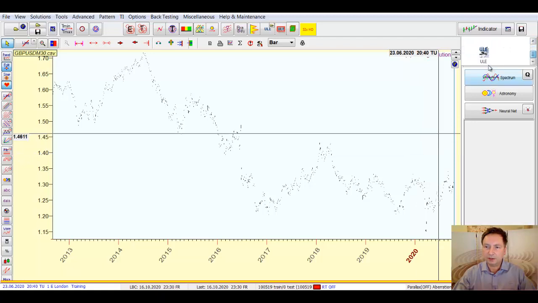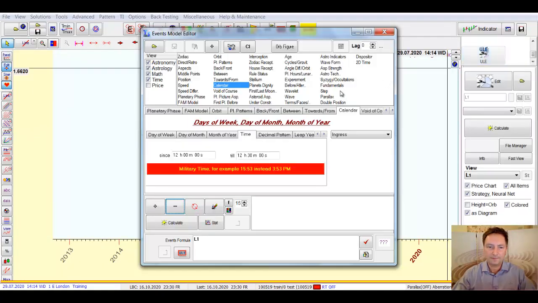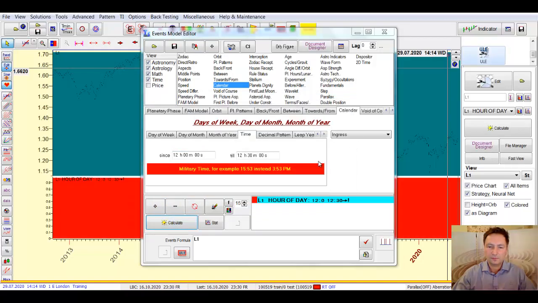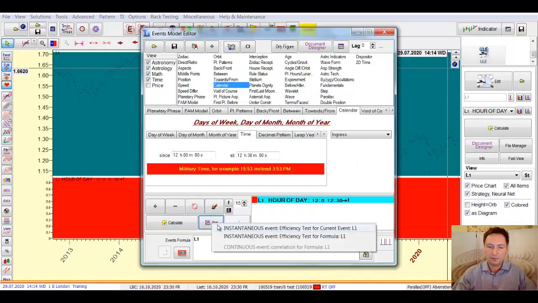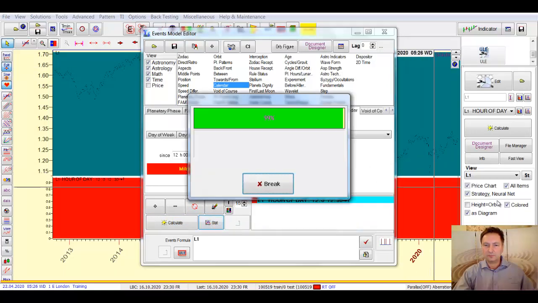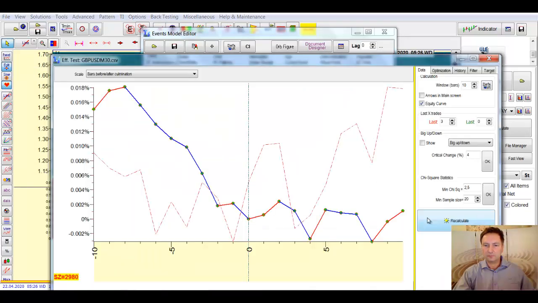We use the ULE module, calendar, we choose the time tab, and hours, 12 till 12:30 of the server time. Then we perform the efficiency test. Here are the results of the efficiency test. We enter 24 candles before 12 o'clock.